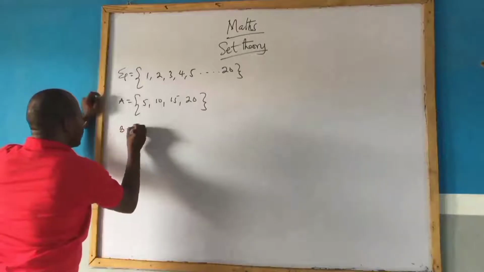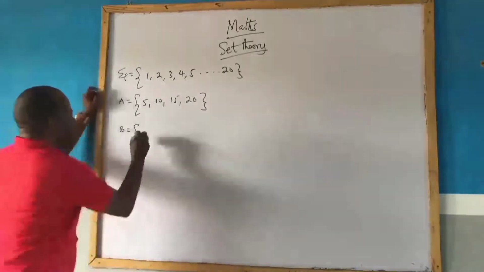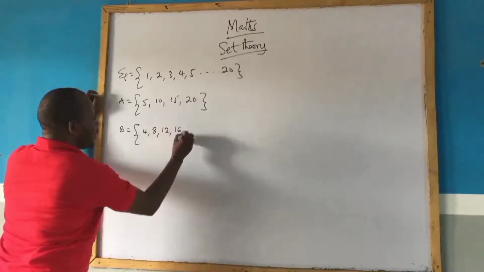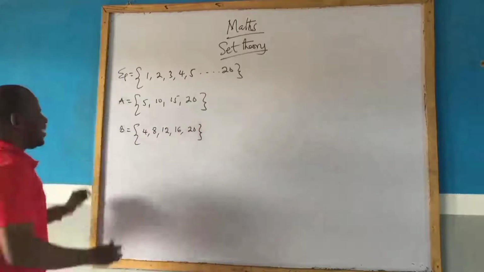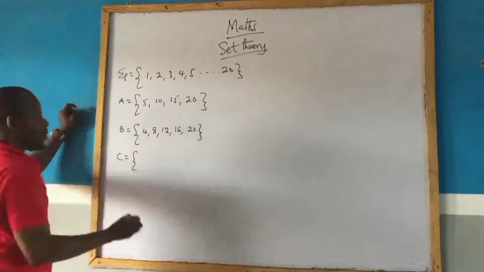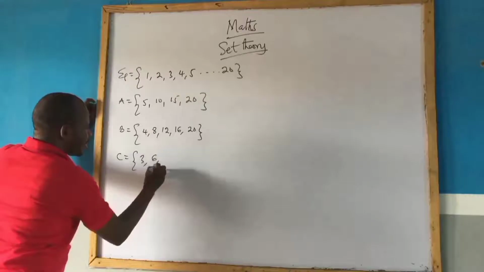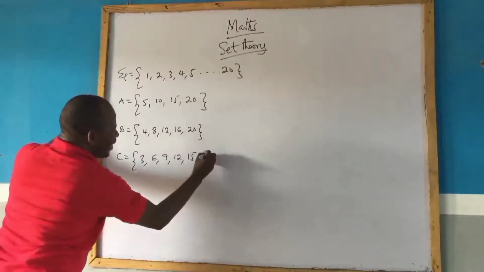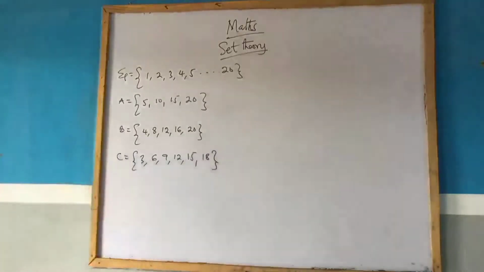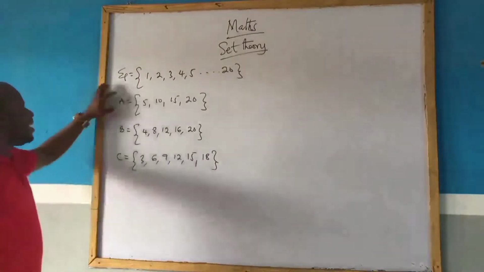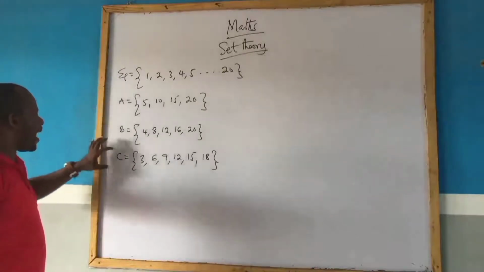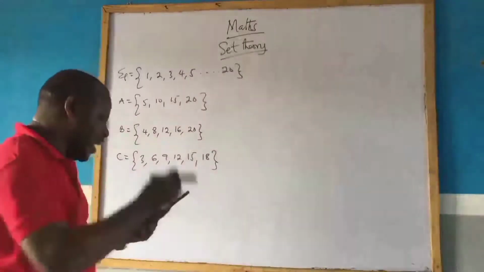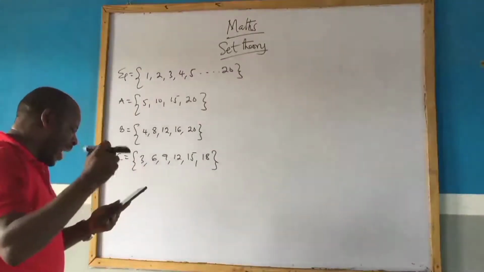Then B, multiples of 4. So you have 4, 8, 12, 16, 20. Then C, multiples of 3: 3, 6, 9, 12, 15, 18. So we have answered the first question that said, list the elements of A, B, and C. That is the first question, and you have been able to answer it.